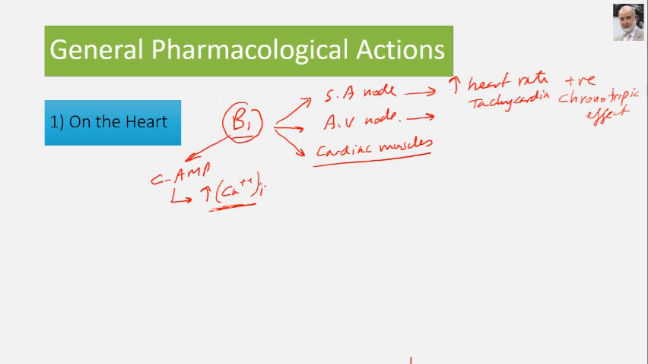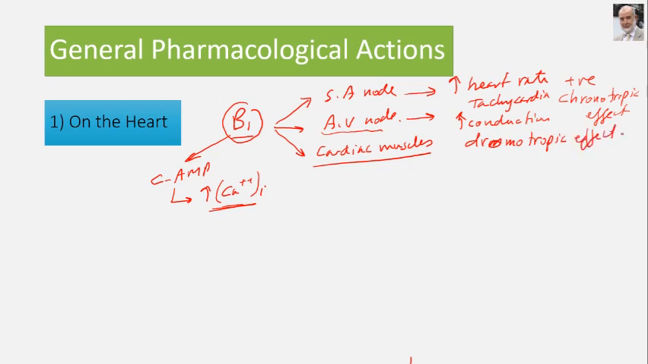As well, increasing the calcium in the AV node will increase the rate of conduction through the AV node, and this is known as the dromotropic effect.